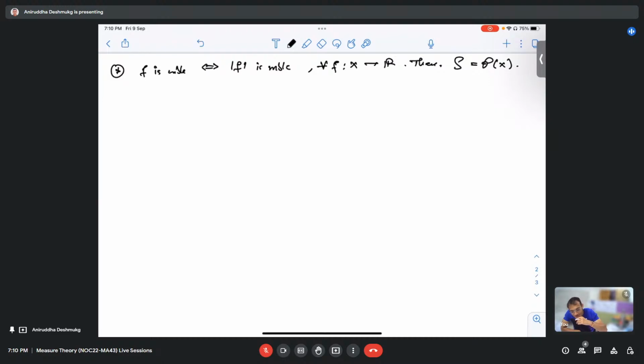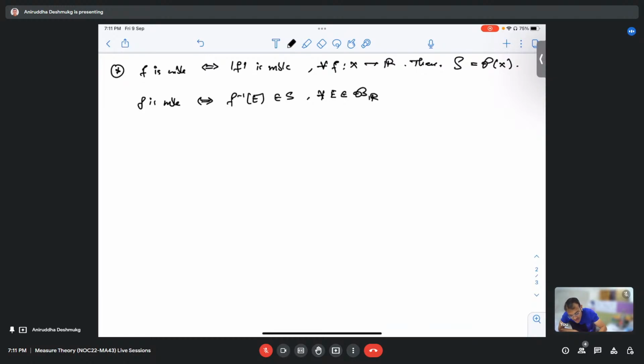Okay, fine. If that submission deadline is gone, then how to prove this is that, see, what we are saying is for every f from X to R, f is measurable if and only if mod f is measurable, right? And there is this equivalence that f is measurable if and only if f inverse of E belongs to S for every E in the Borel sigma algebra of R. Yes, sir.